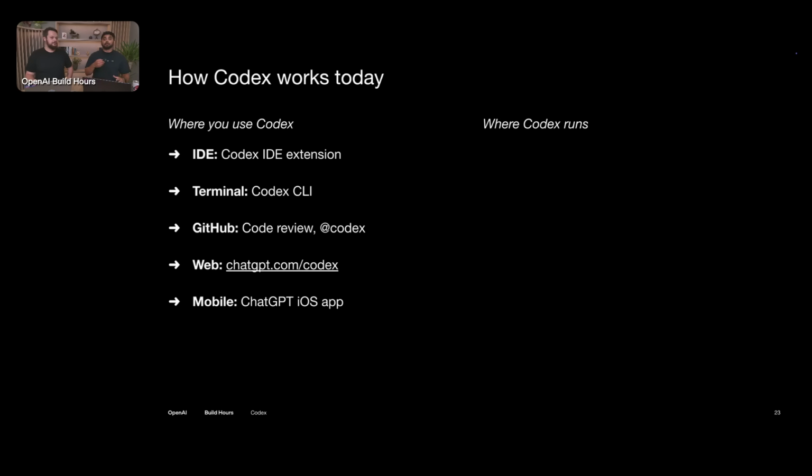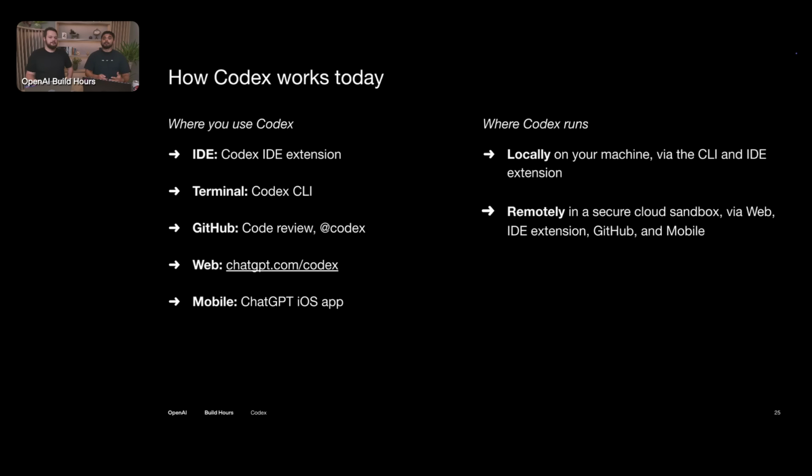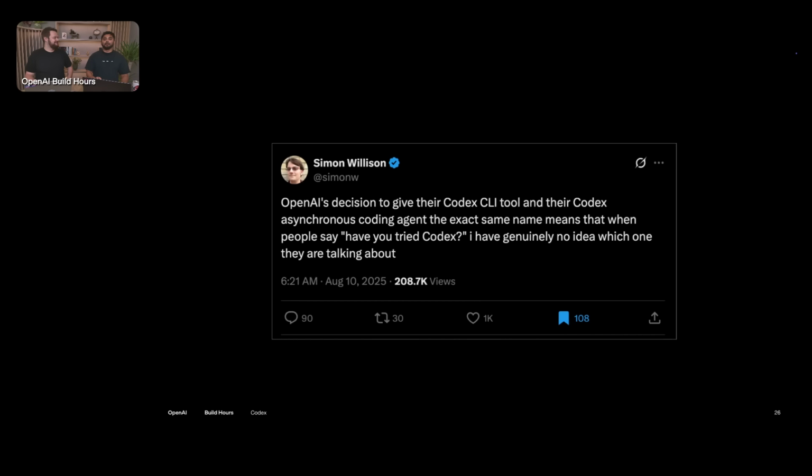And then there's also where Codex runs, like where the actual work that Codex does for you happens. Currently it happens in two places. You can work with Codex locally on your machine. So this is more like when you're pair programming with Codex, it's executing code, it's modifying the environment on your machine. And then there's remotely in a secure cloud sandbox. So this is when it works asynchronously. It runs on its own machine and downloads your code and does a bunch of work for you to give you a PR that you can either merge or continue working from.